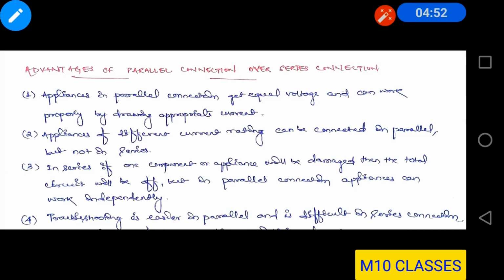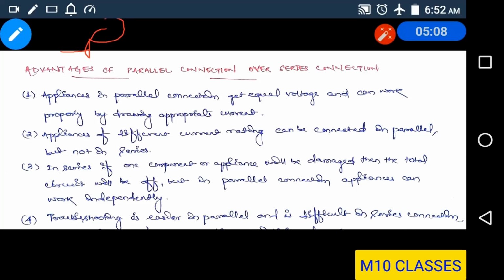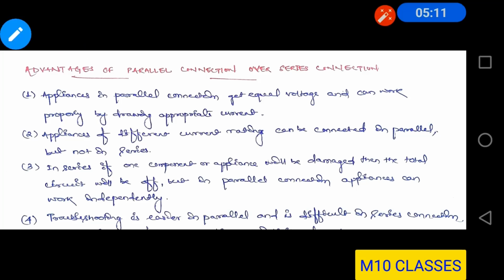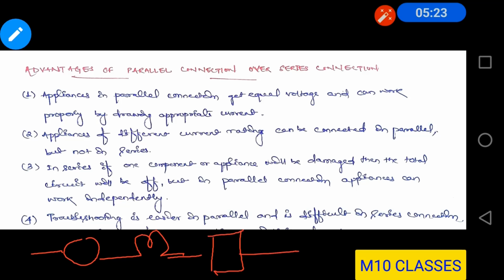Now, suppose a bulb has a rated current of 1 ampere, let's say. If I pass 2 ampere current through it, what will happen? It will simply get damaged. Now, let's say in a circuit, I have a heater, a bulb, and your mobile charger. Now, they are all connected in series.